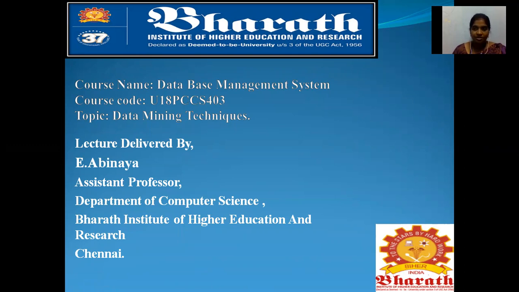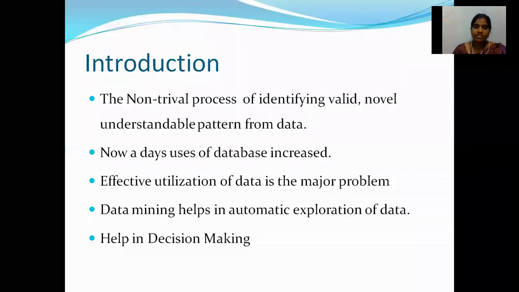Higher Education and Research. Today I am going to handle the paper Database Management System. Under this paper, I am going to discuss the topic called data mining techniques. First, the introduction to data mining.